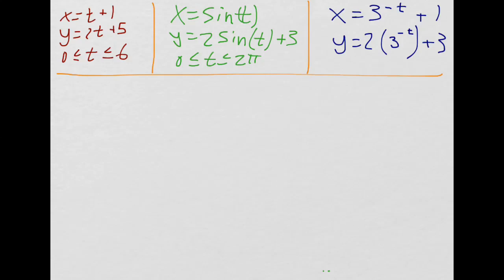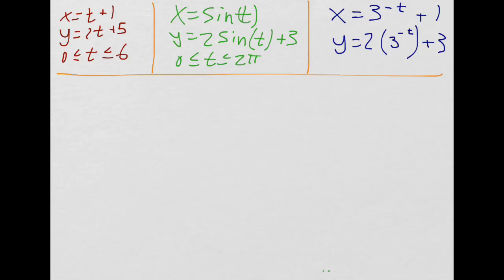We're supposed to eliminate the parameter for each and write the equations in rectangular form. And finally, we're supposed to write a brief statement about how the parametric equations differ from each other. So let's start with our red equations first.